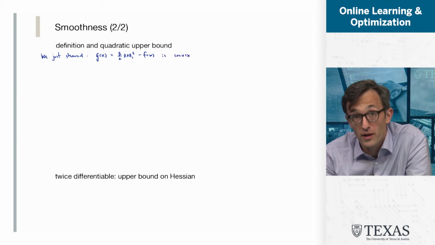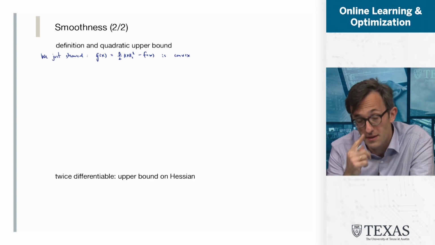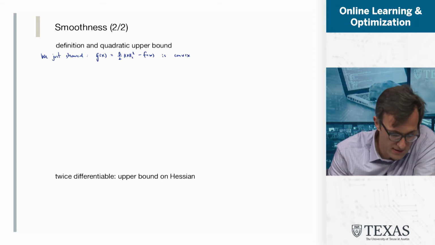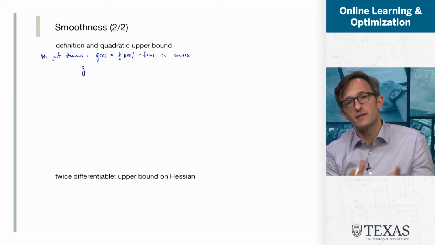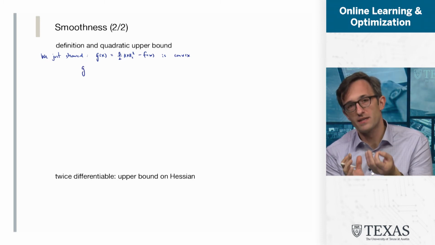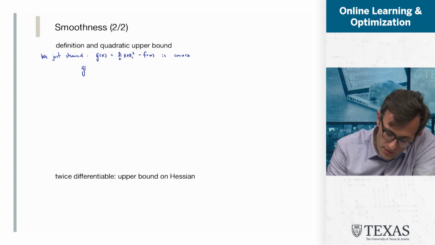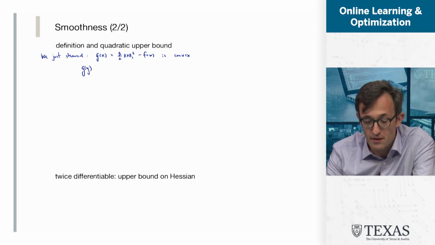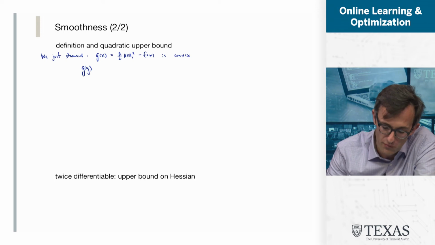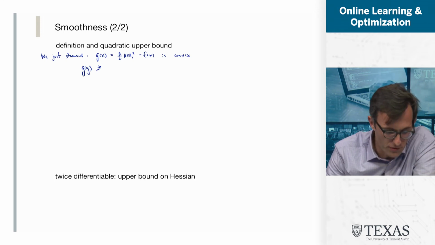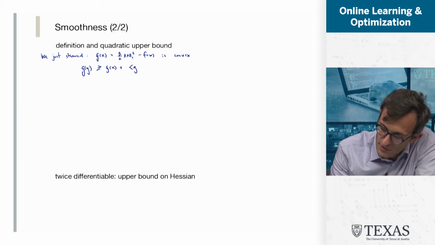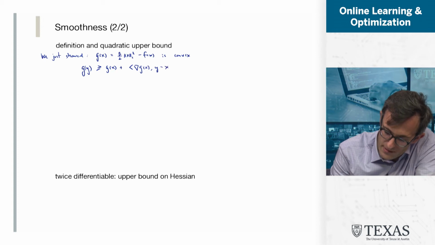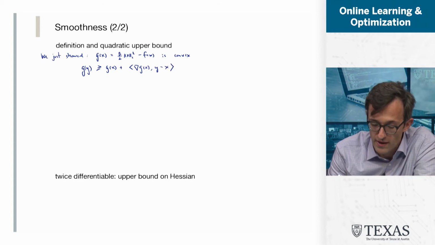Now we can just write down what the consequence of convexity is. Remember that something is convex if I can globally underestimate it with a linear function that touches it at a particular point. In other words, by our definition of convexity, g of y is greater than or equal to g of x plus the gradient of g of x times y minus x. Let's plug in what g of x is.